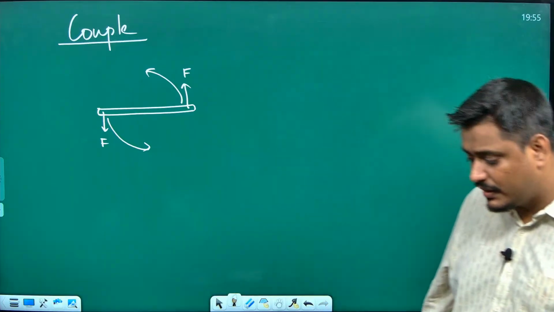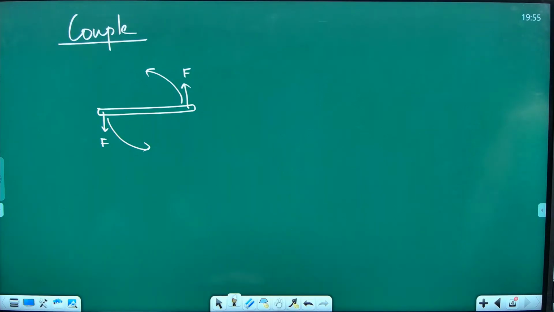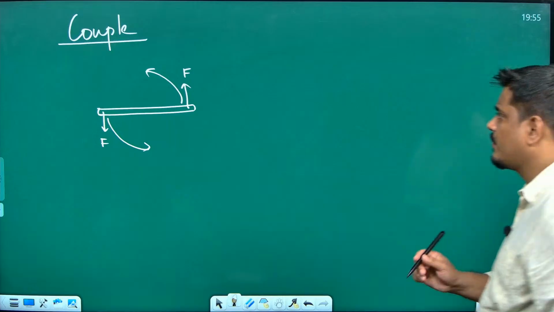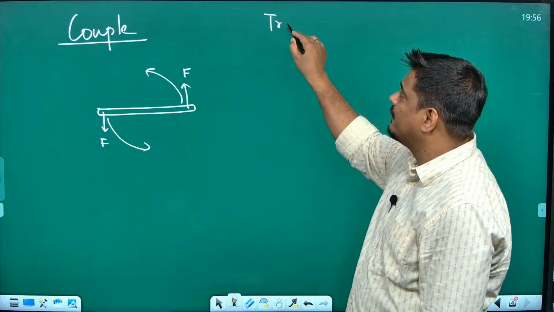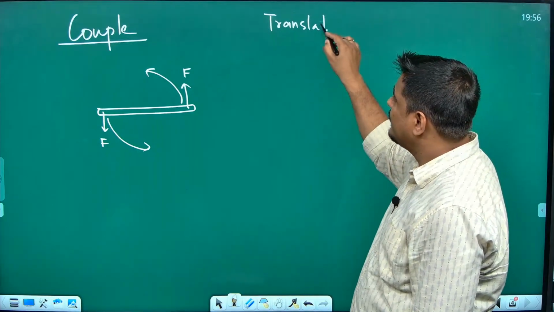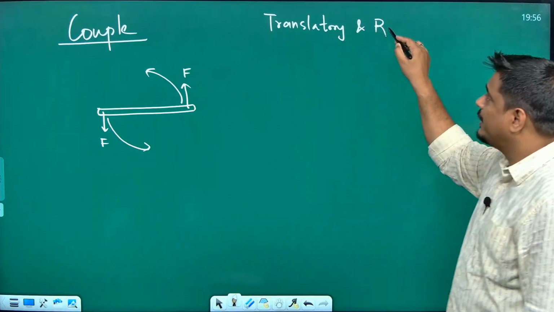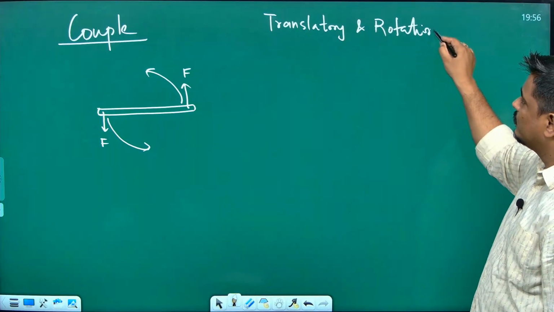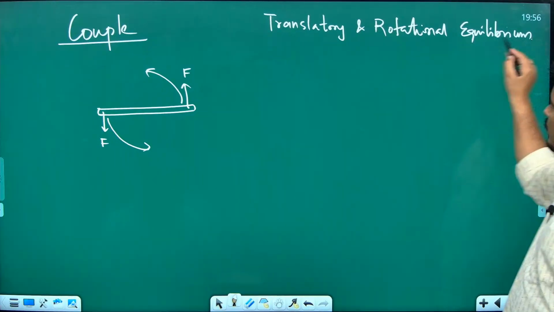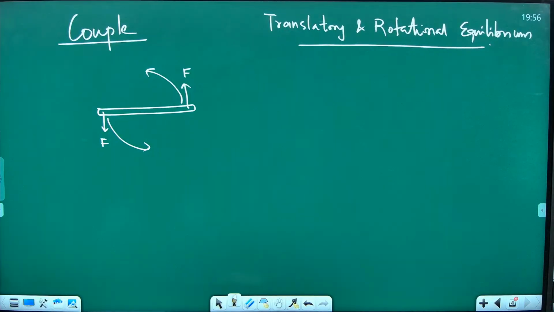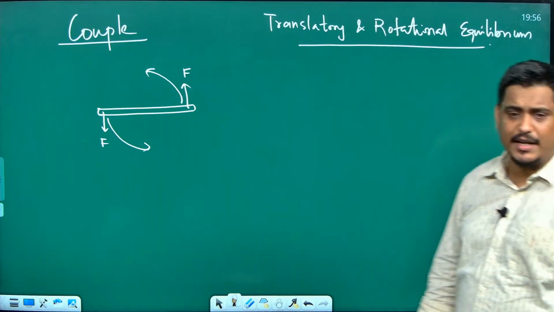Lines of action creates a condition known as couple. Okay, now pay attention. There are various scenarios possible. Give the heading as translatory and rotational equilibrium. So, what we are coming to know, guys, I will give time for writing, 2 minutes, pay attention.